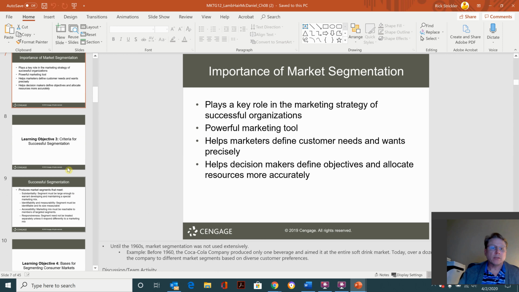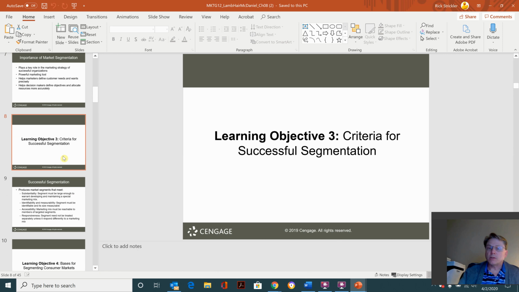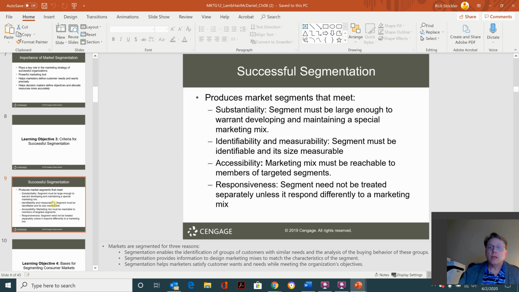And I already went over that. Then the next one is criteria for successful segmentation. Segment must be large enough to warrant developing and maintaining a special market mix. So again, New York City would have the ability to have a huge market, even if you get so focused as it's only for toddlers, or if it's only for people over the age of 70.